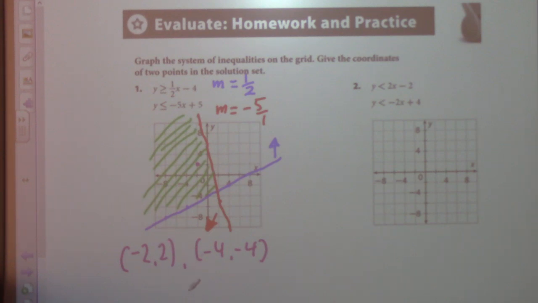So what I'm going to do is call on somebody. Go ahead and work number 2. I'm going to call on somebody shortly to do number 2. Can you do that? All right, good.